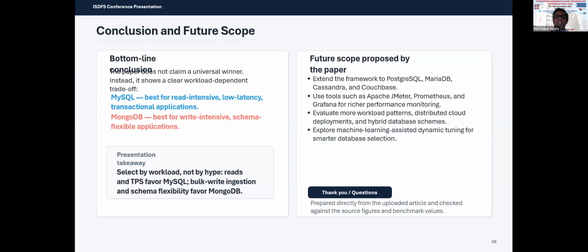So for future scope, we are trying tools such as Apache JMeter and Grafana for richer performance monitoring, and we also want to evaluate more workload patterns, distributed cloud deployment, and hybrid database schemas, and explore machine learning assisted dynamic tuning for smarter database selection.